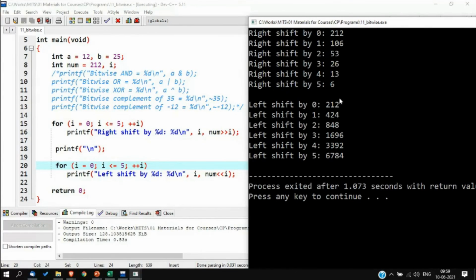And in the case of left shift, we multiply the number by 2: 212, 424, 848, then 1696, 3392, 6784. We are multiplying each number by 2. So if we left shift by 5, it means 212 into 2 raised to 5. So that is it.